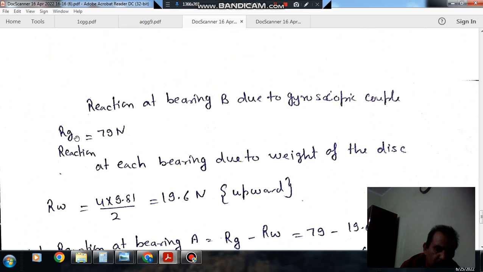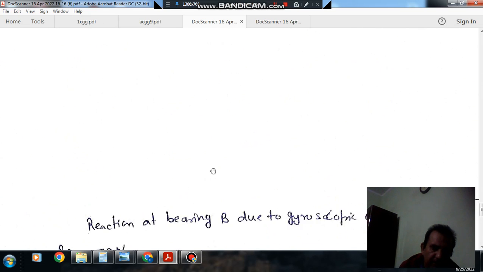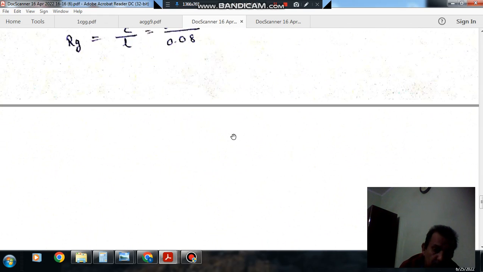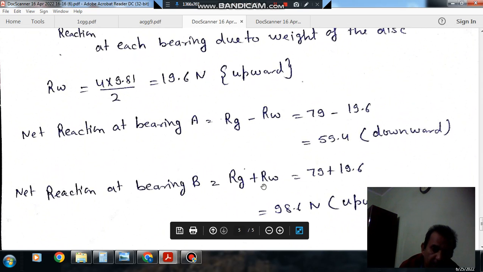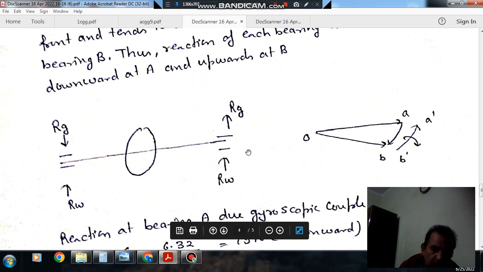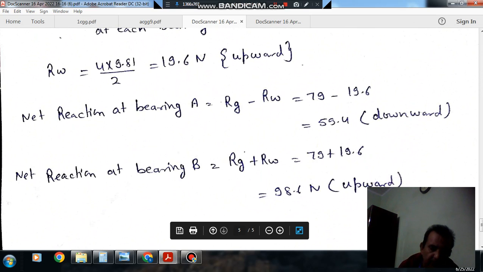So the net reaction on bearing A is Rg in downward direction minus Rw in upward direction. Okay, because they are opposite, we will subtract them. So 79 minus 19.6, that will be 59.4, because Rg is in downward direction. Similarly, the reaction on the right hand bearing, or on bearing B, will be Rg plus Rw, because both are in same direction. So that is 79 plus 19.6 or 98.6 Newton upward.